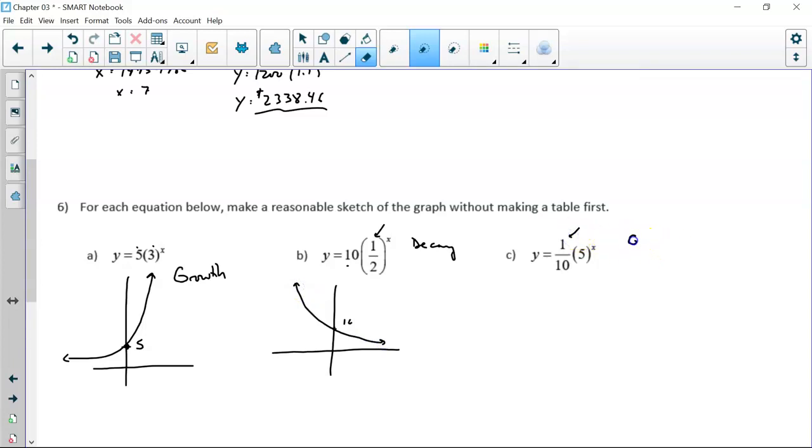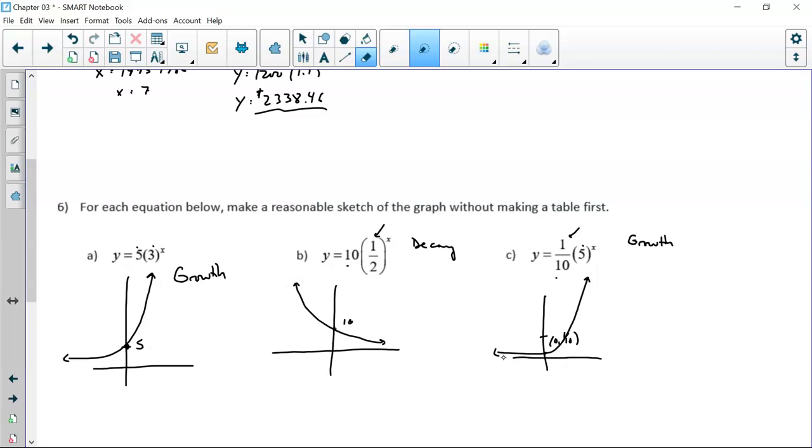This is growth, again, for part C, because our multiplier is 5, and our initial is 1/10. So our y-intercept is at 0, 1/10, and it's going to be growing from left to right. That's just a rough sketch of what it would look like.